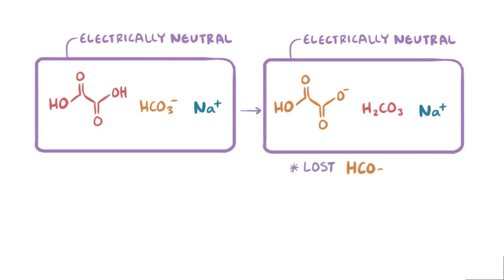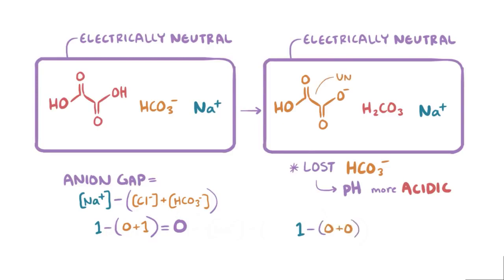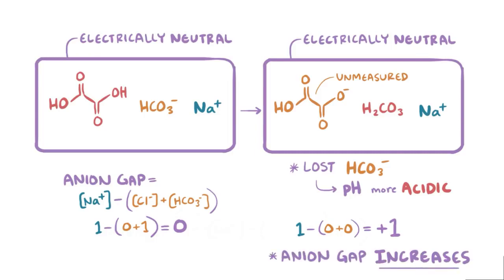Now, we still lost a bicarbonate ion though, and this decreases bicarbonate's plasma concentration and shifts the pH towards the acidic range. If we remember our anion gap equation, we have sodium, which is the measured cation, minus chloride and bicarbonate, the measured anions. So on the left you have 1 minus the sum of 0 plus 1, which is 1 minus 1 or 0. On the right side we have 1 minus the sum of 0 plus 0, since the organic acid is unmeasured. And so this equals 1 minus 0 or 1. So we see that even though we're still electrically neutral, our anion gap increases, and will be high in the cases of increased organic acids.